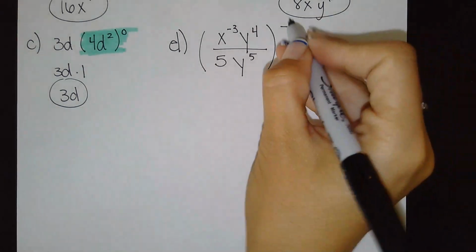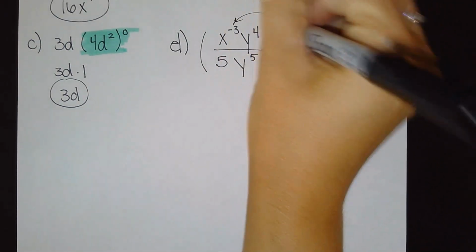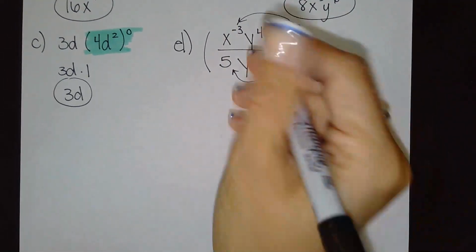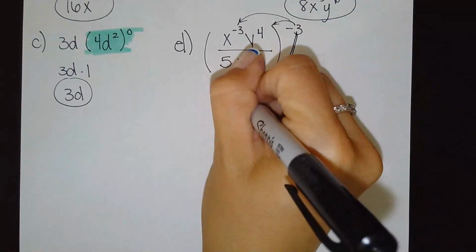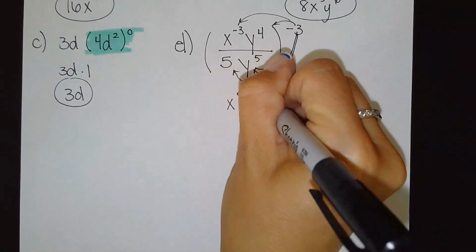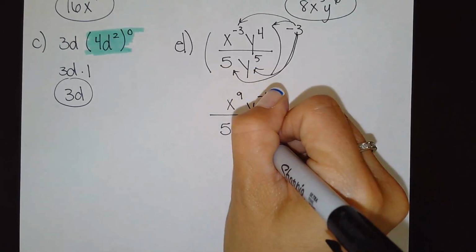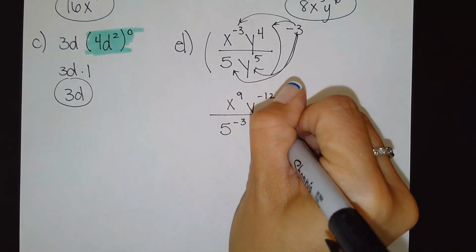So let's distribute this. Now remember, this has to get distributed to all 4 pieces. You have to remember that. So I'm going to get x to the 9th y to the negative 12th over 5 to the negative 3rd y to the negative 15th.